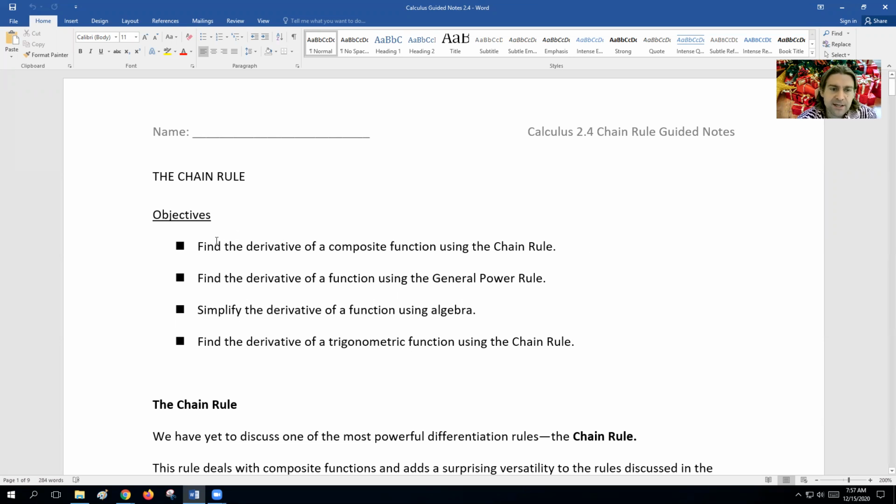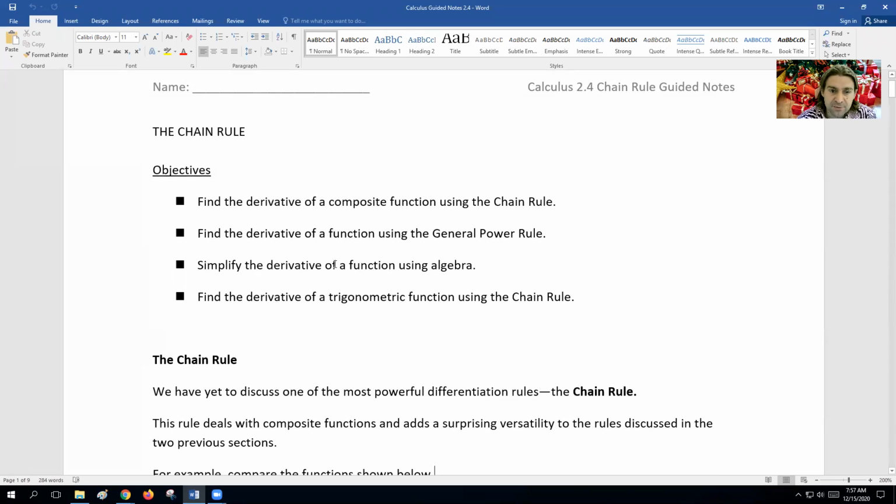All right, so today we're going to make sure we can find the derivative of a composite function using the chain rule. Later on, we'll look at finding derivatives of functions using just the general power rule, which we've done before, so finding times that we can just get away with it, and then going through and simplifying the derivative of a function using algebra. So we'll try to make it look a little bit neater at the end. And then later on, we'll add some trig functions.